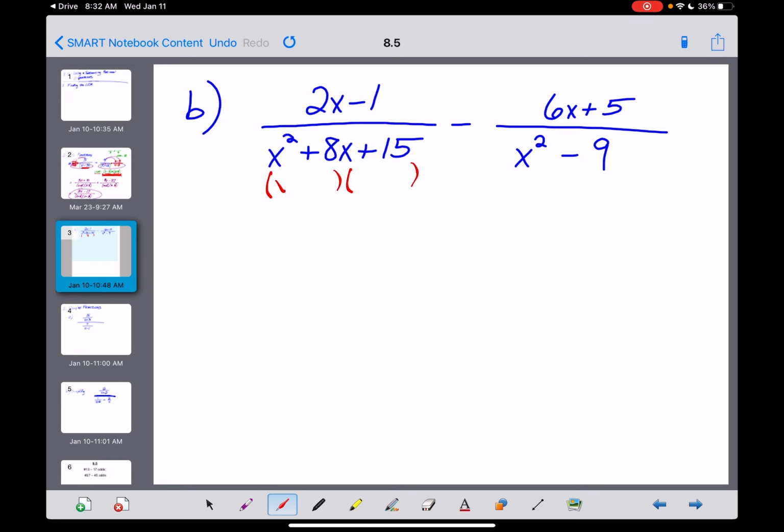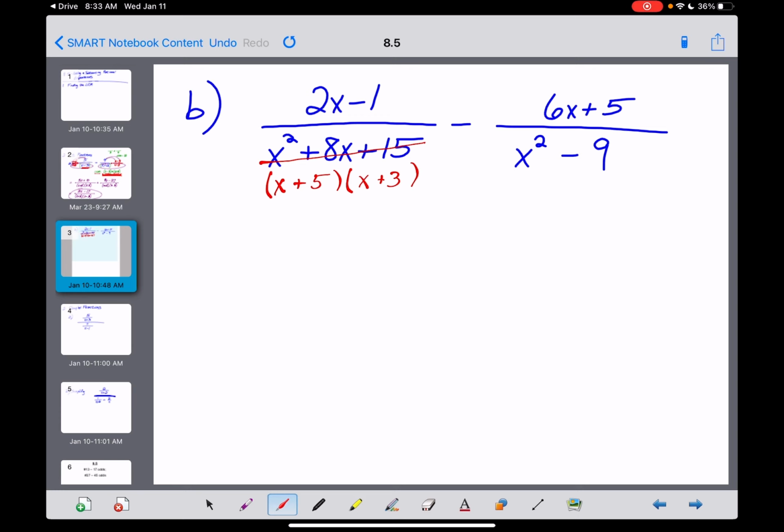The x squared breaks up into x and x. The signs are going to be the same and both positive, so plus, plus. And we need two numbers to multiply to 15 and add up to 8. That's going to be a 5 and a 3. So, okay, I factored that denominator, and that's where we are right now.